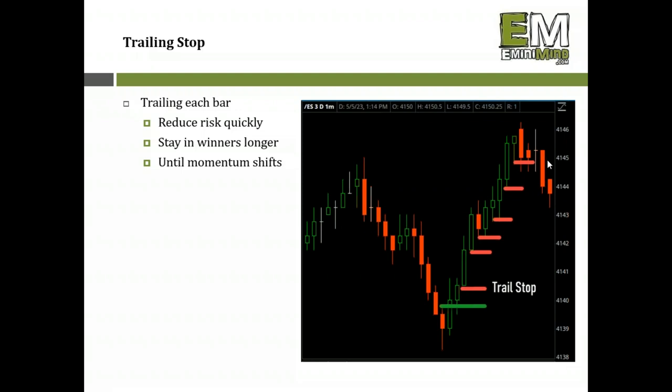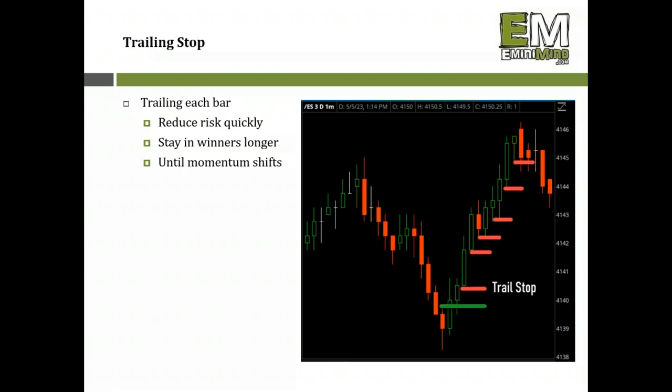Now, sometimes you do get a hammer to get in and an inverted hammer to get out. And you can essentially reverse the position. You can go long above the high of the hammer, and then you can exit the position below the inverted hammer and double it up, so you end up going short as soon as you exit. It doesn't happen all the time, but it's an option.